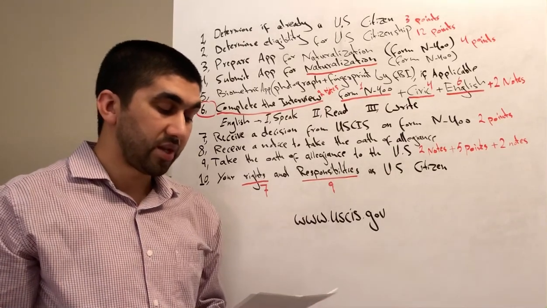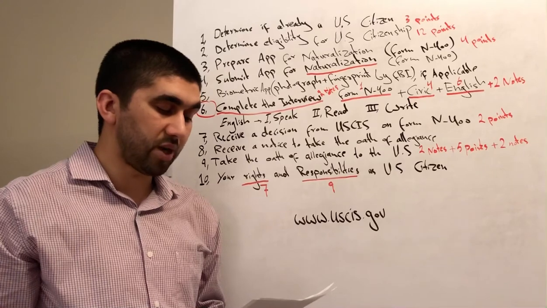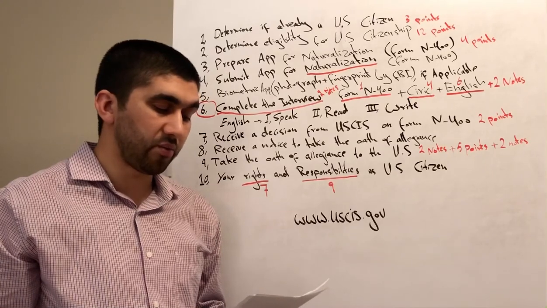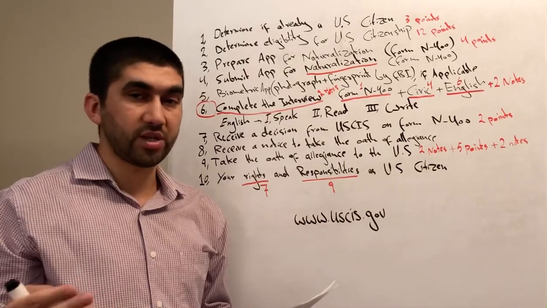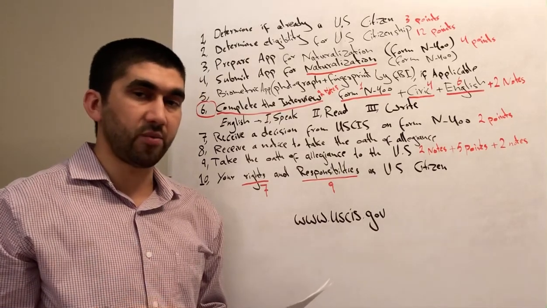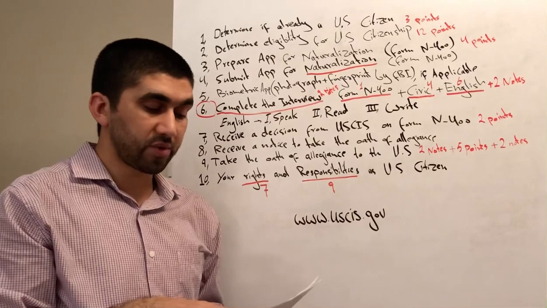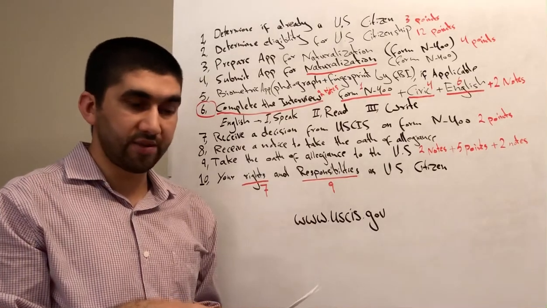The second: notify USCIS by Form AR-11 within 10 days of relocation. I mean, if you have changed your address, you have to notify them within 10 days through a form called AR-11.